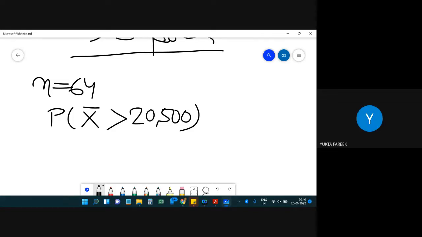No, sir. Why? Sir, because in sampling theorem we can assume it. Yeah, because of the central limit theorem, not sampling theorem, because of the central limit theorem, and we see that n is greater than 30. So we can clearly assume that the sample means are normally distributed.